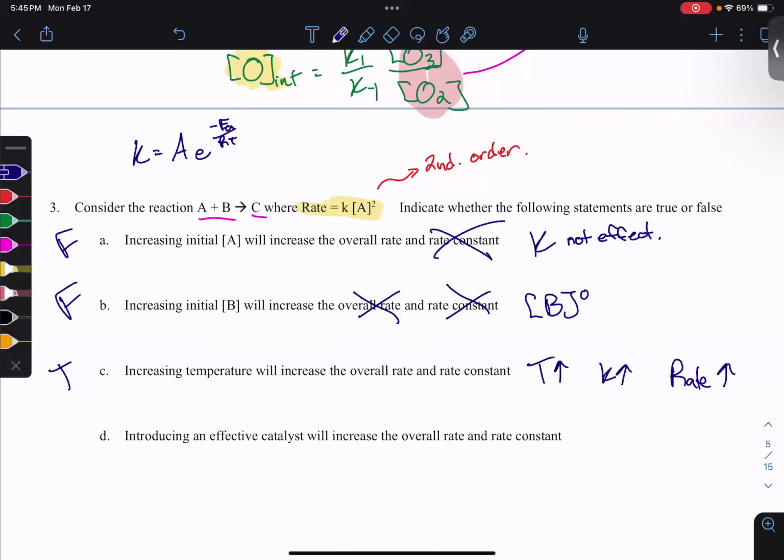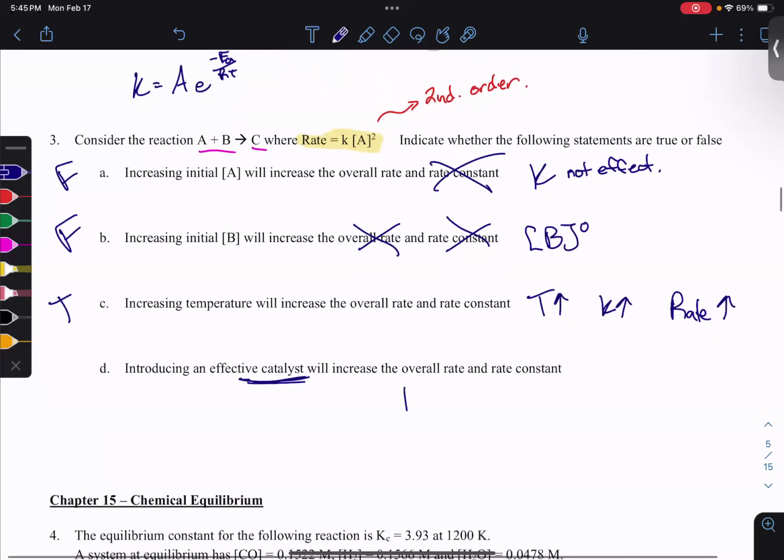And then finally, introducing an effective catalyst will increase the overall rate and rate constant. True or false? So what does a catalyst do? It lowers your activation energy. So if my reaction was initially like this, what a catalyst does is give a different pathway to make the route a little bit easier. So the difference between these two reaction coordinates is that the hill is a different height.